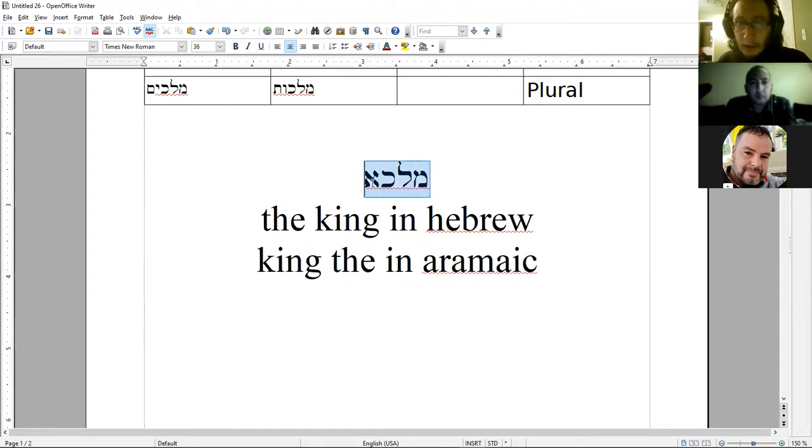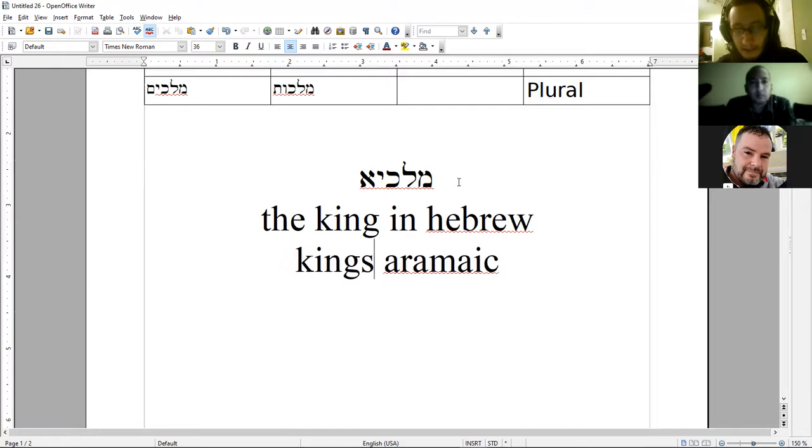And interestingly, if you're saying the kings, plural, you'd have Hamelakim. But in Aramaic, and Aramaic is basically a dialect of Hebrew, that's how close it is. That's why I'm mentioning Aramaic briefly here. So Melakha means the king, but plural, it's not Melakhima, it's Melakhia. It becomes construct state, weirdly enough. So it becomes kings of the.